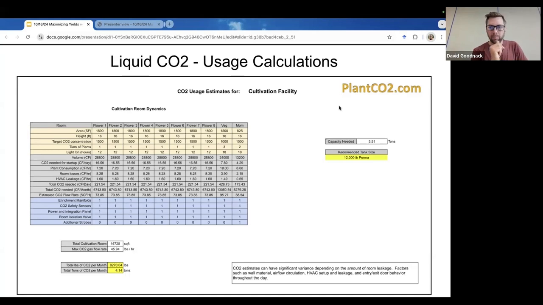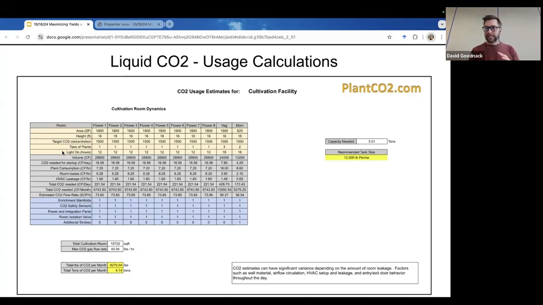When I'm sizing, I'm looking at the square footage of the room and the ceiling height, which gives you the cubic volume of the space. I'm looking at how many vertical tiers of plants you're using to figure out the plant consumption piece of this, how many hours the lights are on, as well as the CO2 target concentrations you're trying to hit. This calculator is really just for me trying to size the tank. This is not your exact usage, although it does get pretty close. Every time I get CO2 data in from customers, I'm always refining this, trying to make this more accurate.